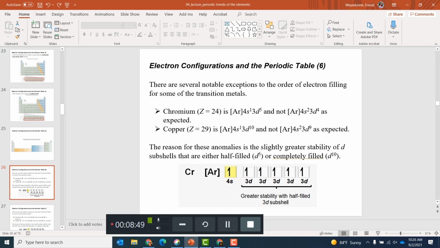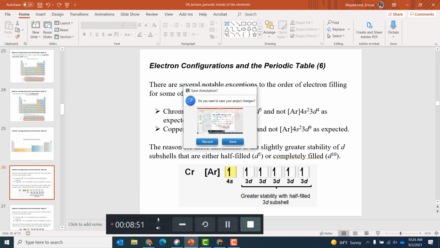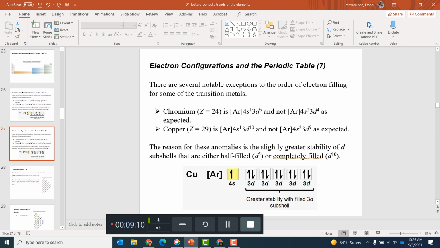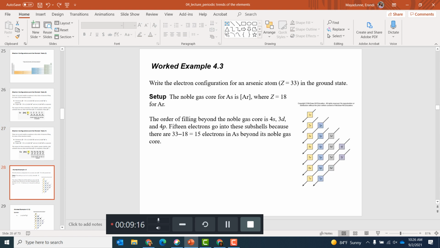Similar situation with copper. When you write the electron configuration, it's 3d9, so it's not fully filled. You need one more electron to be fully filled, so we take one and it's 4s1, 3d10. So that's how the electrons fill in the elements.